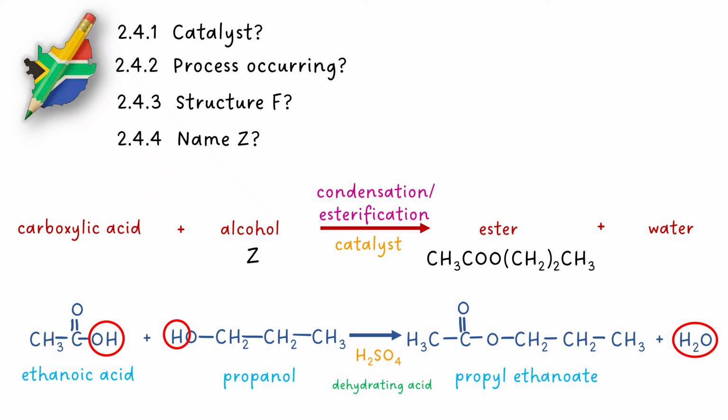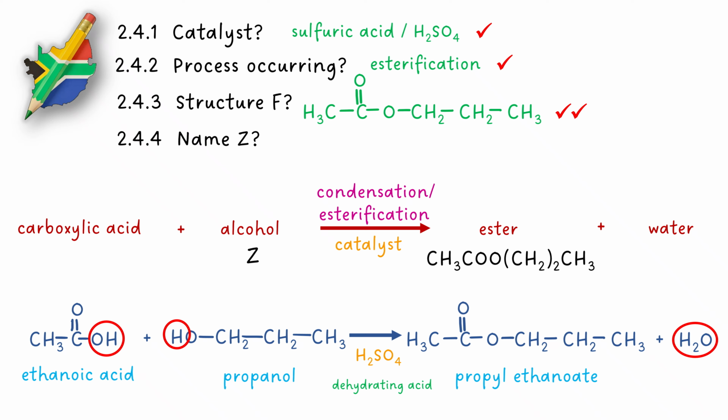The acid carbon joins to the oxygen of the hydroxyl group of the alcohol to form the ester bond. Finally, the catalyst is sulfuric acid. The process is esterification. This is the structure of substance F, although it is partially condensed here and we have not shown the full structural formula. And the name of compound Z is propanol.